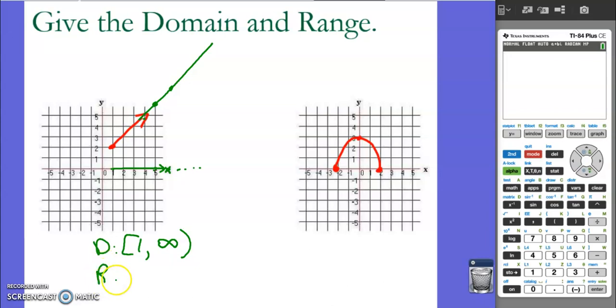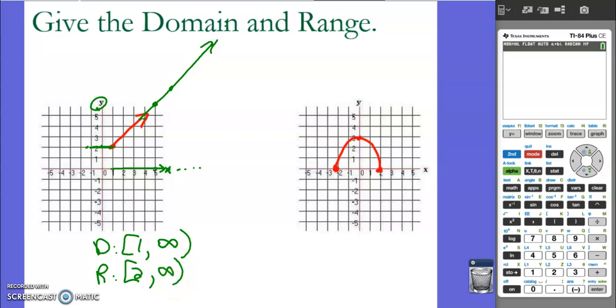All right, range, again, your lowest value on the y line is 2. You see right there, look at 2. And it's closed, so we're going to use a bracket. And notice how high does it go? Well, it keeps going higher and higher and higher. So it goes all the way to infinity as well.